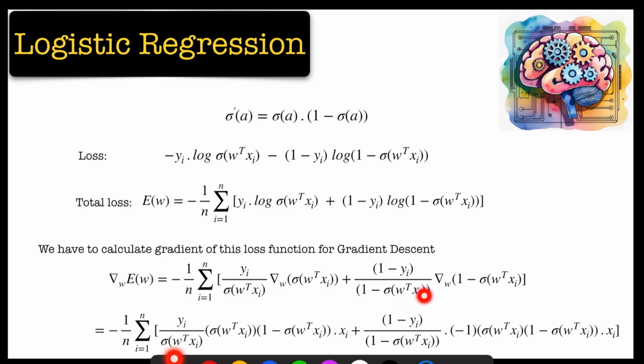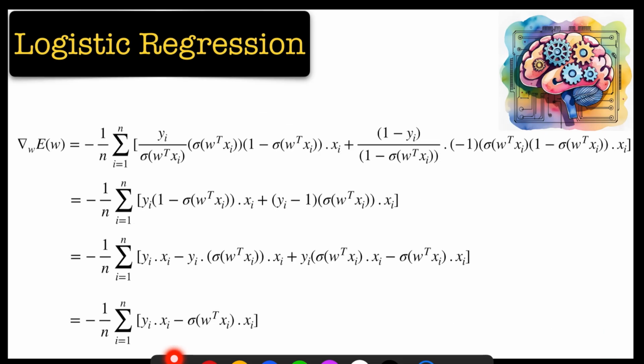Plus again this part remains the same. Then the gradient of 1 minus sigmoid of w transpose xi: get rid of this 1 and take this minus out here. Minus 1 we got. Then we have to take the gradient of this sigmoid, so that will be sigmoid of w transpose xi times 1 minus sigmoid of w transpose xi. Then we have to take the gradient of w transpose xi as well with respect to w, right? Then we'll get the xi here.